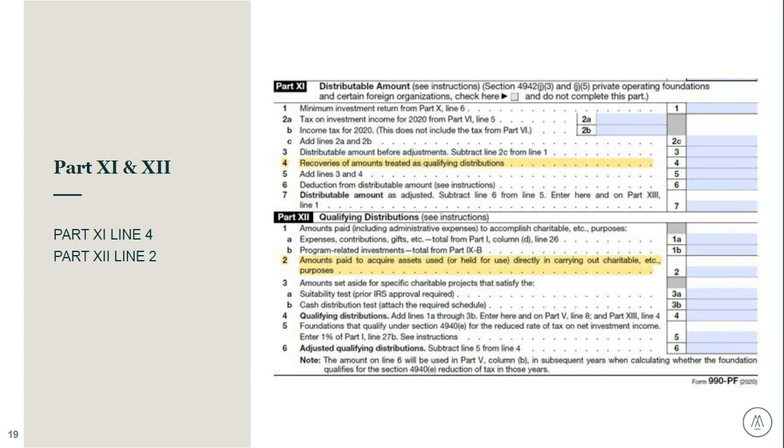Line two, amounts paid to acquire assets used or held for use in carrying out the charitable purpose. This could be fixed assets that you purchased during the year for the program staff, for example. It could be a building where part of it's allocable for program purposes. Maybe all of it's allocable for program purposes. Maybe all your investment activity is offsite or outsourced.